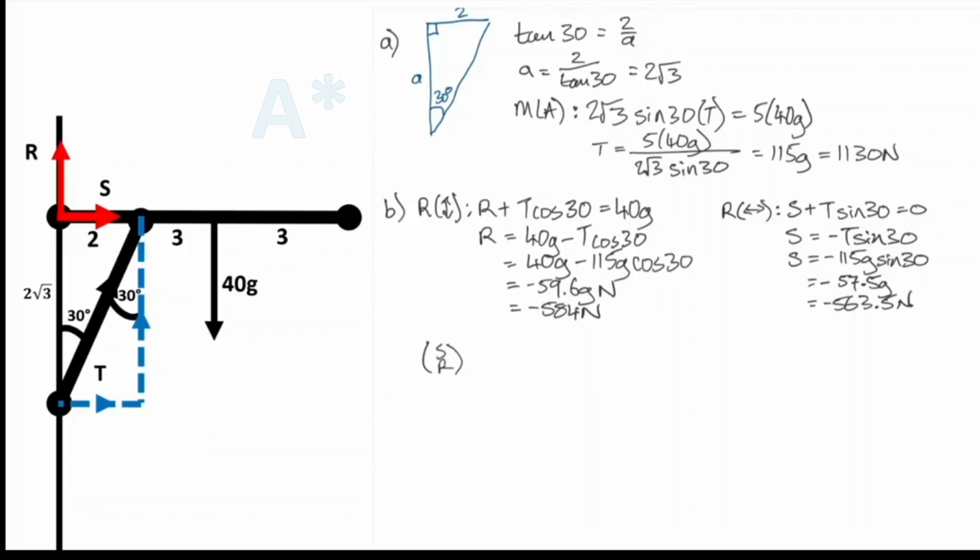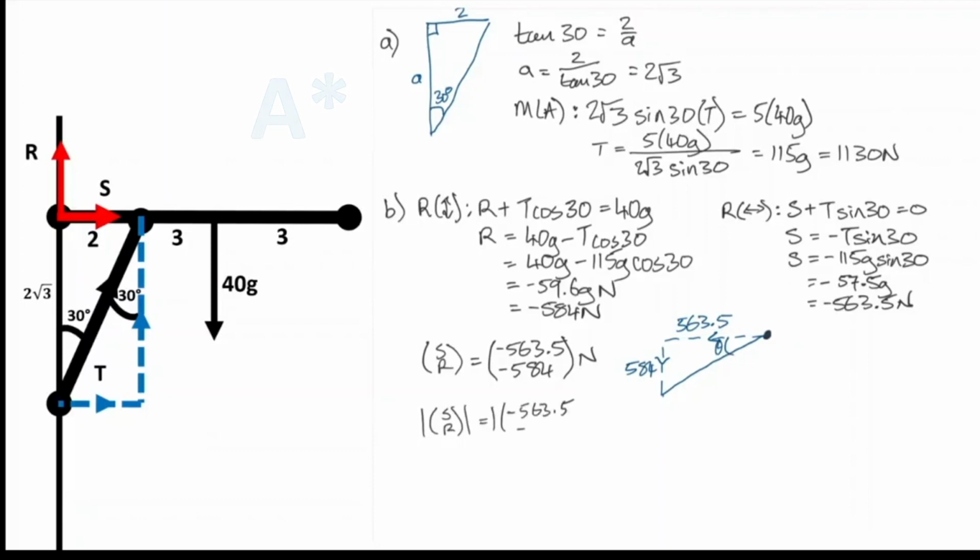First, let me write out the actual vector. So S is the horizontal, R is the vertical. Let me actually draw this vector. So this is going to the left and down. And we want to find the magnitude of this vector. So the magnitude is going to come from using Pythagoras. Pythagoras, it doesn't matter if the values are positive or negative. I'm going to square them, add them, and square root them. The magnitude of this vector is 812 newtons.